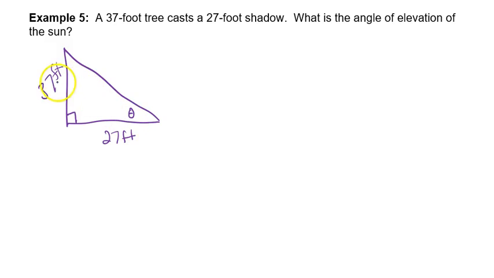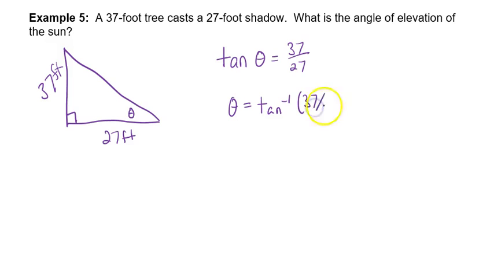The two sides I have labeled in relationship to that are the opposite and the adjacent. So again, I'm using a tangent. This time tangent of theta is going to be 37 over 27. And this is a situation like we had in example 2 where we were missing an angle. Anytime you're missing an angle, you're going to have to do the inverse. So this time it's a tangent inverse. So tangent inverse of 37 over 27, or 37 divided by 27. You'll type that in and get 53.88 degrees. Make sure you put a degree mark on it because it is an angle.